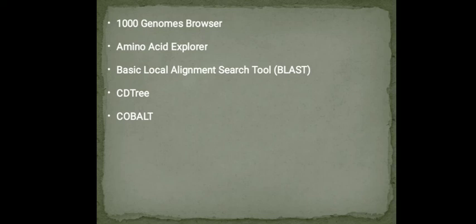Cobalt. Cobalt is a protein multiple sequence alignment tool that finds a collection of pairwise constraints derived from conserved domain database, protein motif database, and sequence similarity using RPS-BLAST, BLAST-P, and PHI-BLAST.